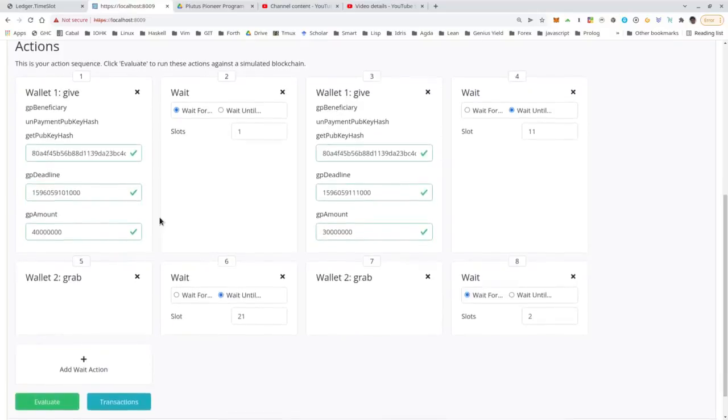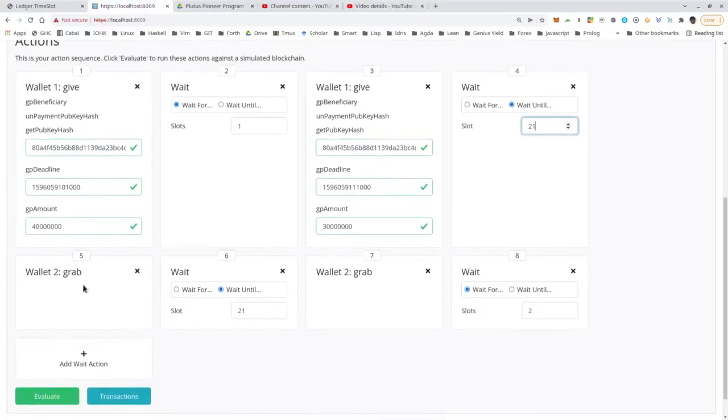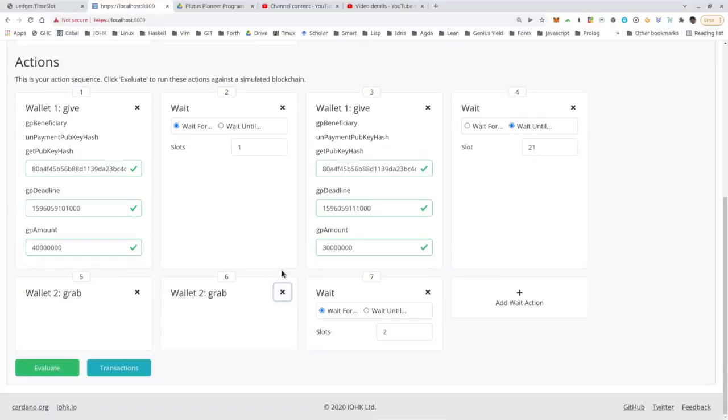If instead of only waiting until slot 11, but immediately wait until slot 21, I should be able to grab both gifts with this grab action in a single transaction. So I should be able to get rid of this wait and this grab. And let's see how that works.